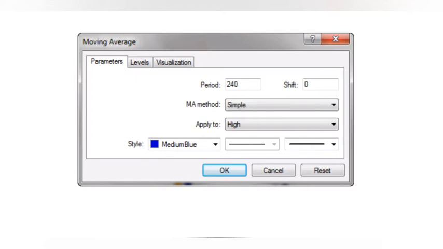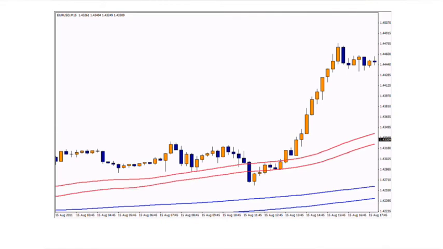Your chart should now look like this. If it doesn't, then go through the above steps again. Okay, so that's our charts all set up. Let's start learning the strategy.